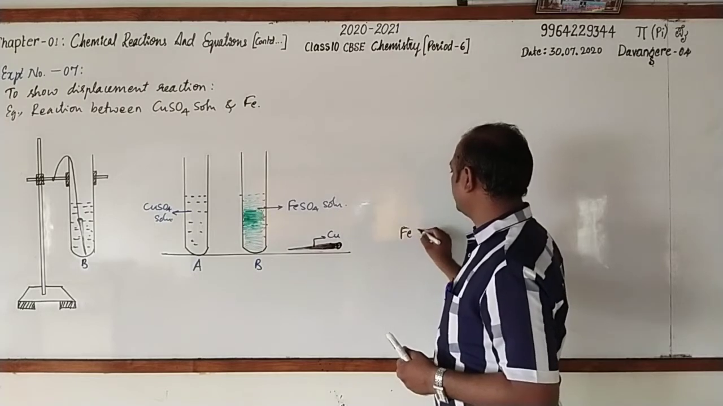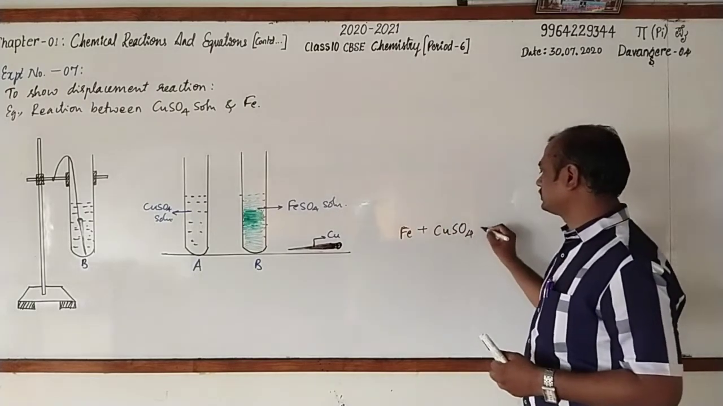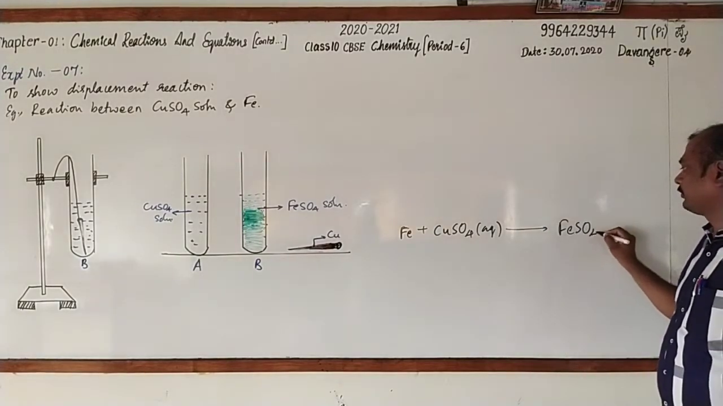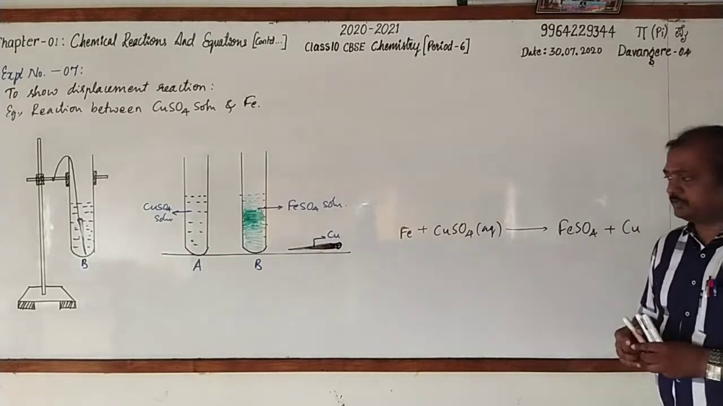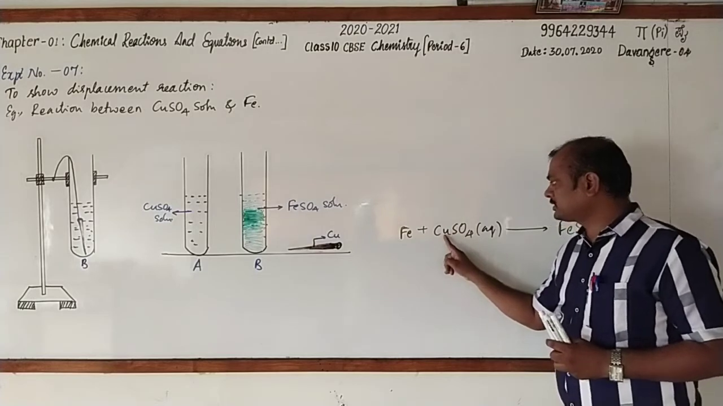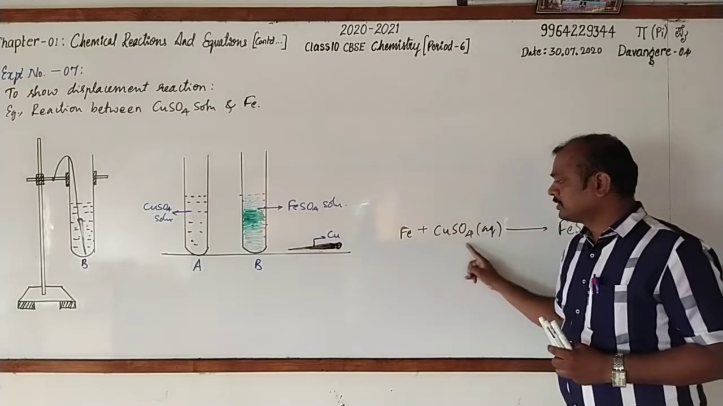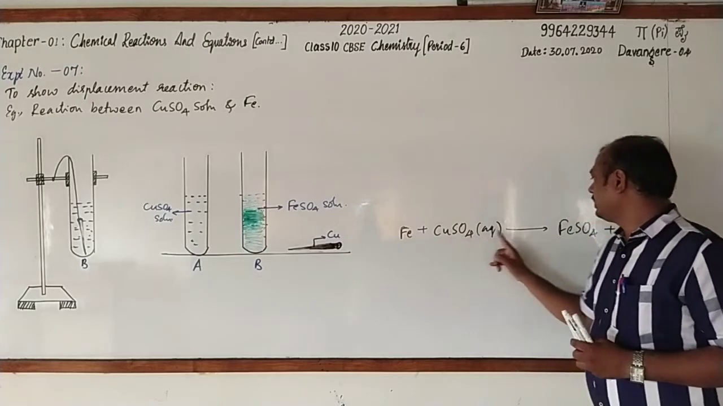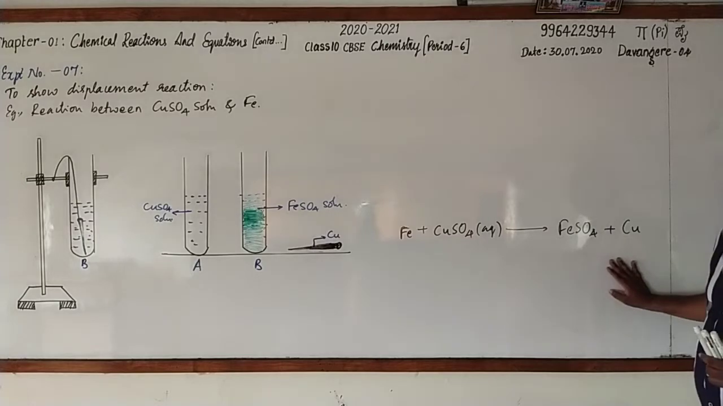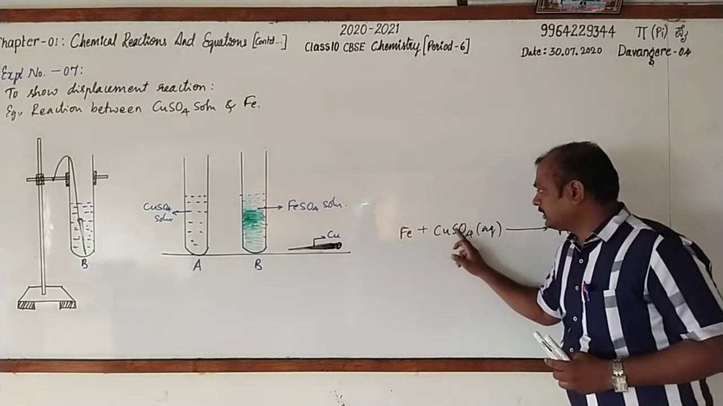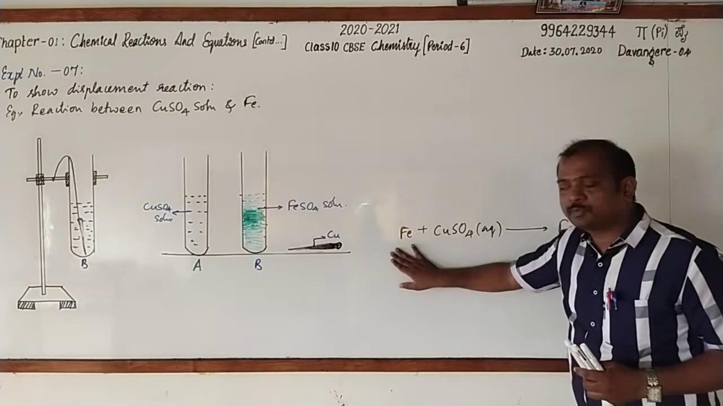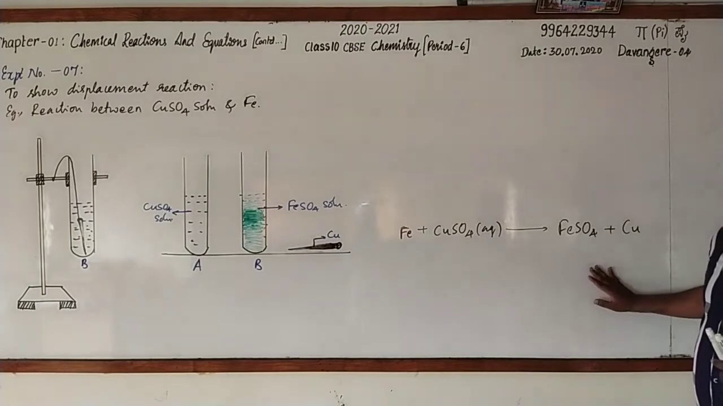So here we can write the reaction like this. Iron reacts with copper sulfate solution, CuSO4, and forms iron sulfate, FeSO4, and copper gets separated. Here we all know that iron is more reactive than copper and displaces copper from its solution, copper sulfate solution, to form iron sulfate and copper. Got it? So here, as the element present in the compound is displaced by another element which is more reactive, hence we can call it a displacement reaction.